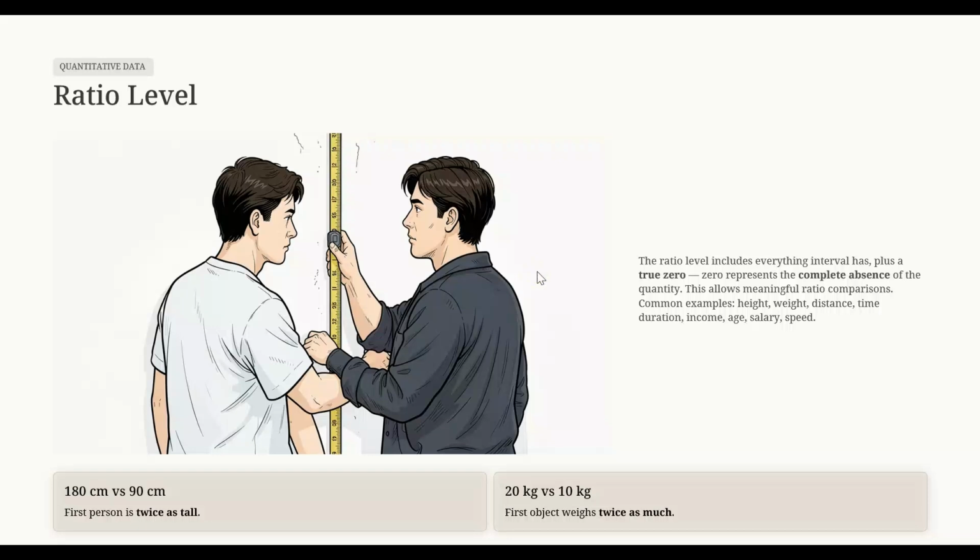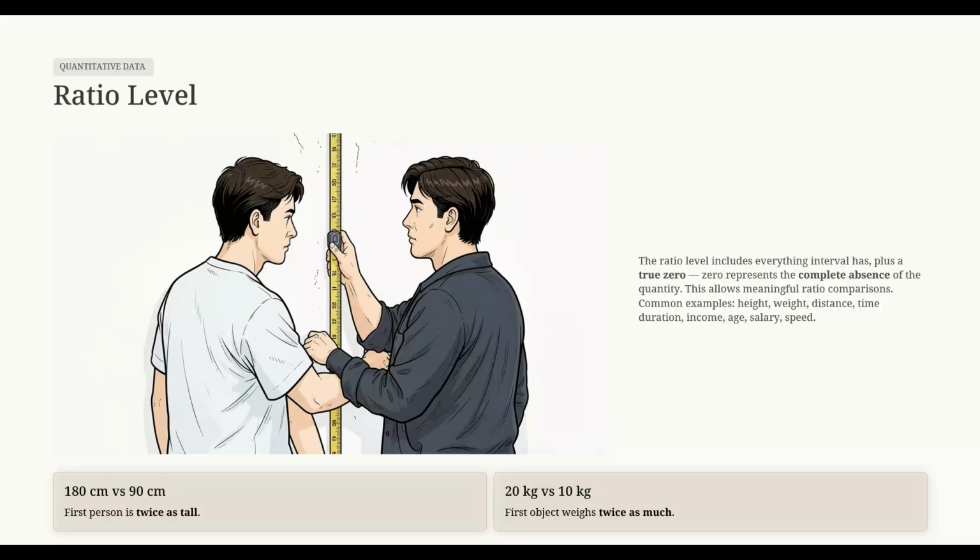Now, the ratio level. The ratio level includes everything an interval scale has plus one additional feature, a true zero. A true zero means the value 0 represents the complete absence of the quantity being measured. This allows us to make meaningful ratio comparisons.